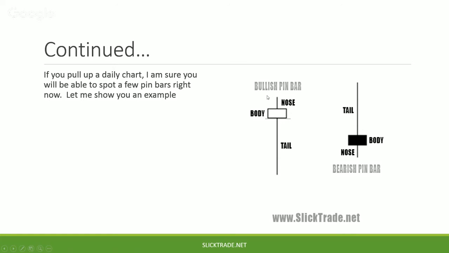To the right, you'll see a bullish pin bar and a bearish pin bar. The bullish pin bar, you'll see the body is here, the nose is the very small line, and the tail is very long. Same with the bearish pin bar. Here's your body, your small nose, and your tail. The tail is also referred to as a shadow, and I've heard it referred to as a few other things as well. But I just usually call it the tail or shadow because that's how I learned it originally.